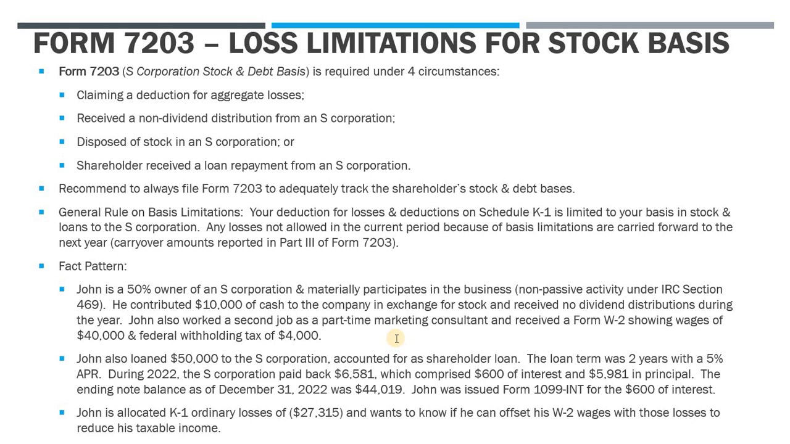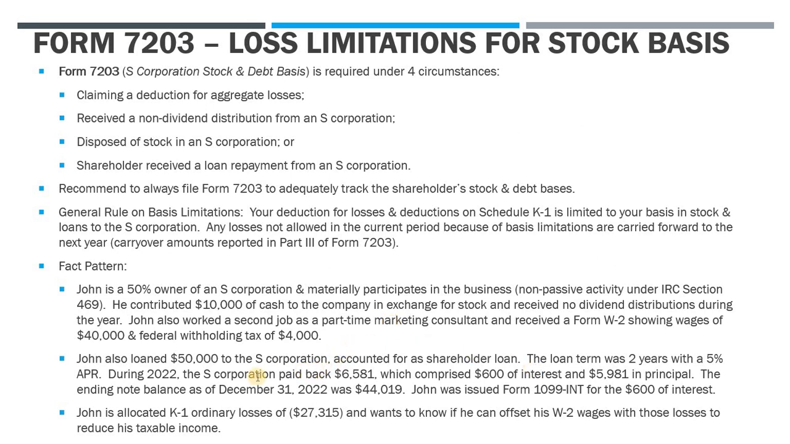So in our fact pattern, how this is going to differ slightly from the prior video, we have again here John. He's the 50% owner in the company. He materially participates, so this is going to be a non-passive activity for him. Now on the equity side, he contributed $10,000 in cash to the company in exchange for the stock. So it was a capital contribution, and there are no dividend distributions during the year. So all we're being allocated here are positive amounts of income and the losses, and then no dividend distributions. Now, John, similar to the first video, does have a second job, and he made $40,000 in W-2 wages from that job, and so that's going to be reported on his Form 1040 as well.